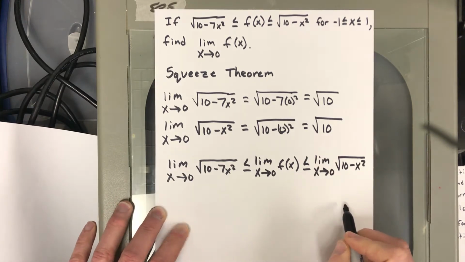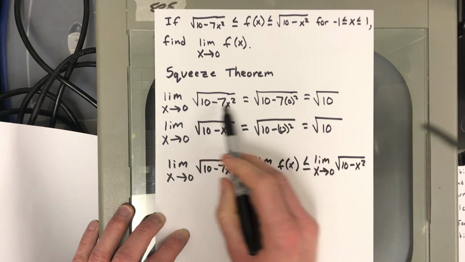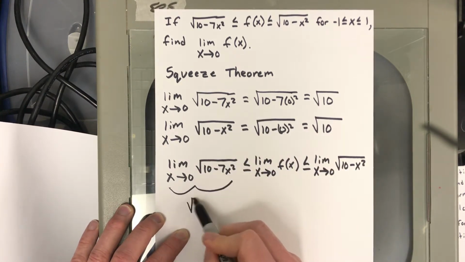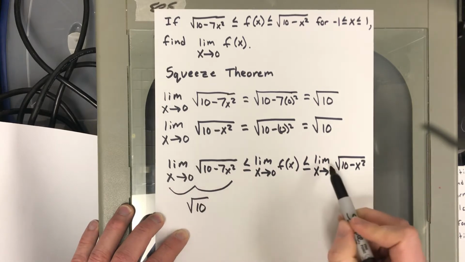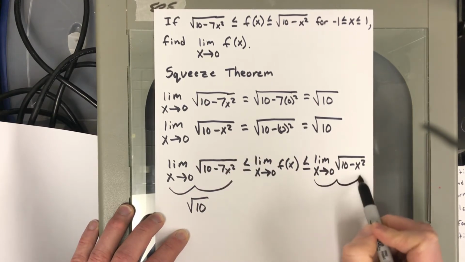And now the squeeze theorem comes into play. I already found this limit. I found this limit right there. This limit here is actually the square root of 10. This limit, I just found that right there. That is also the square root of 10.